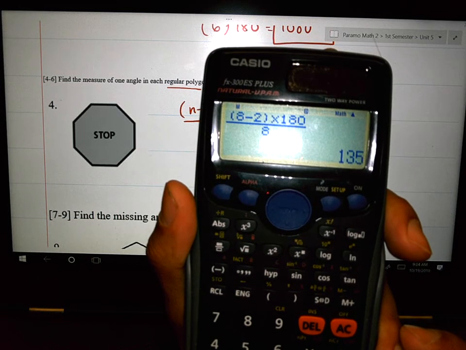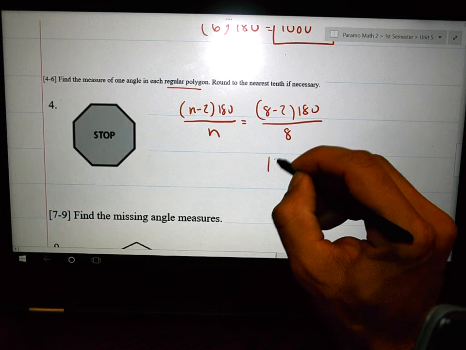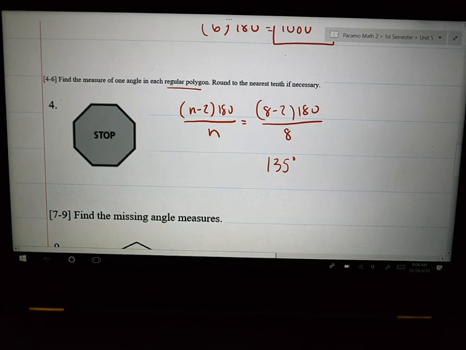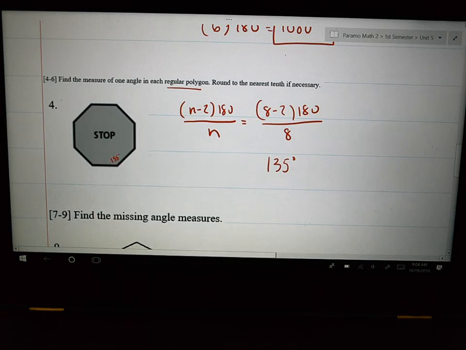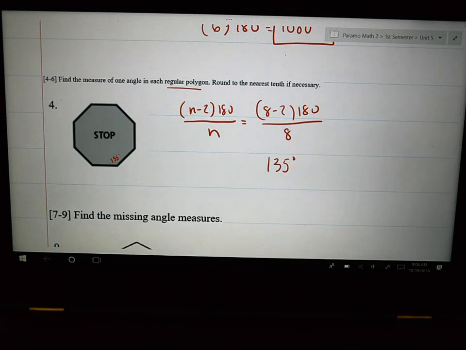And what this tells you is the individual angle of an octagon is 135 degrees. If you had 8 of those things, you should get that 1080 we found before.